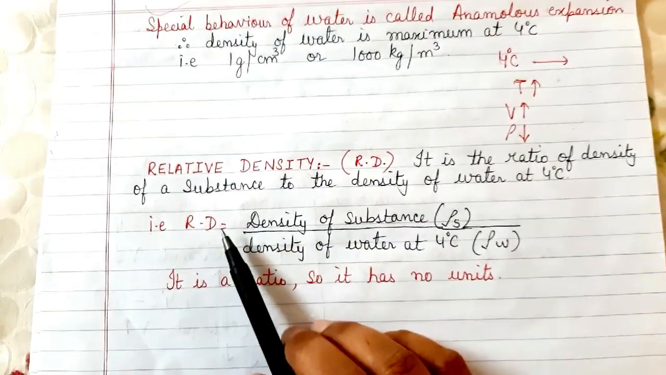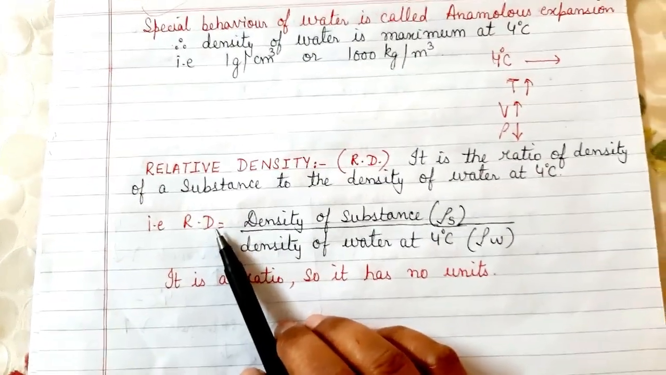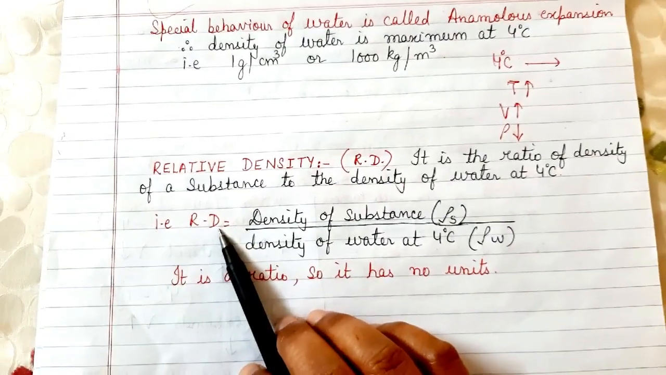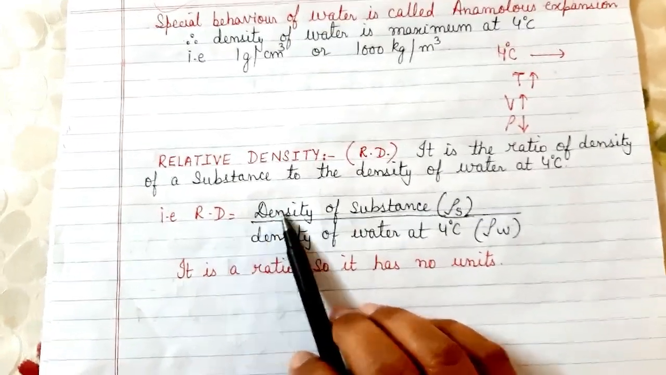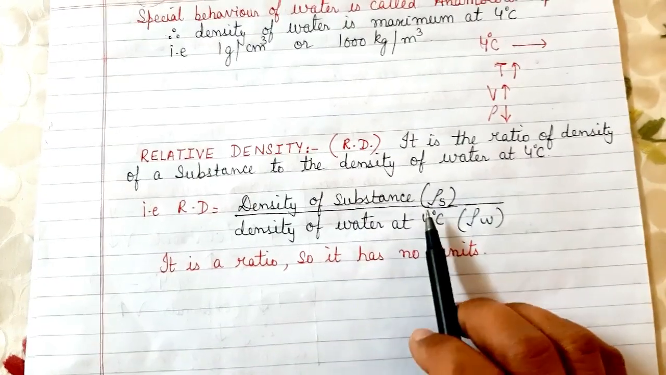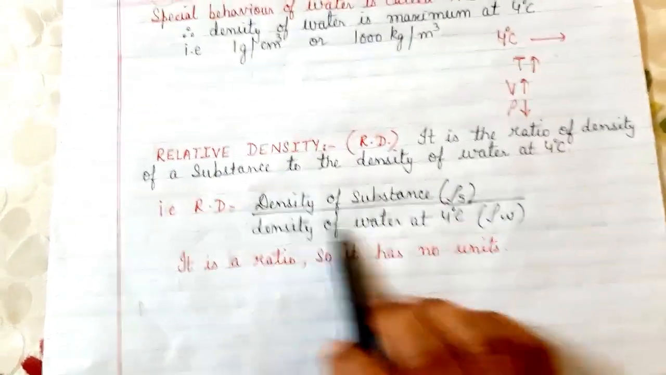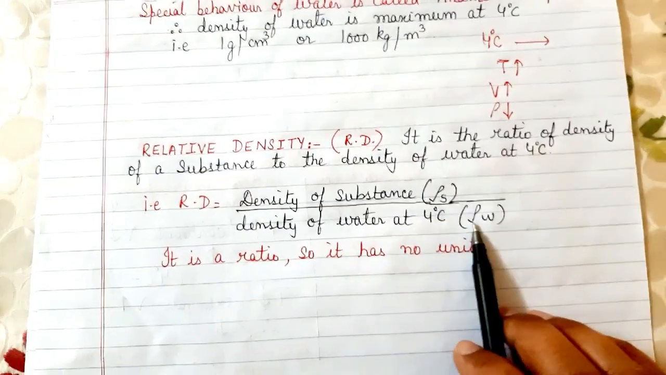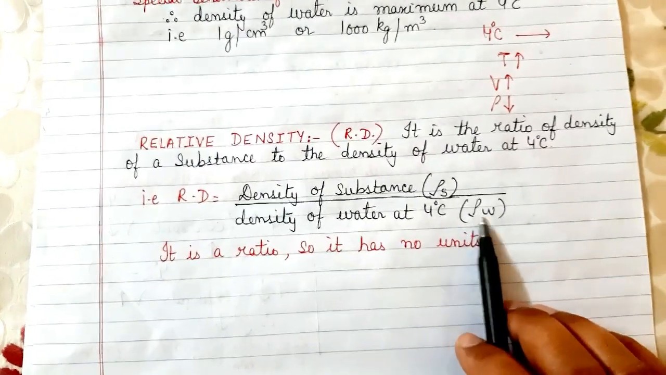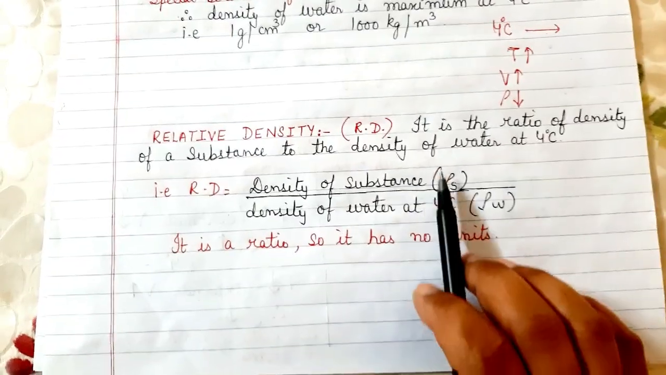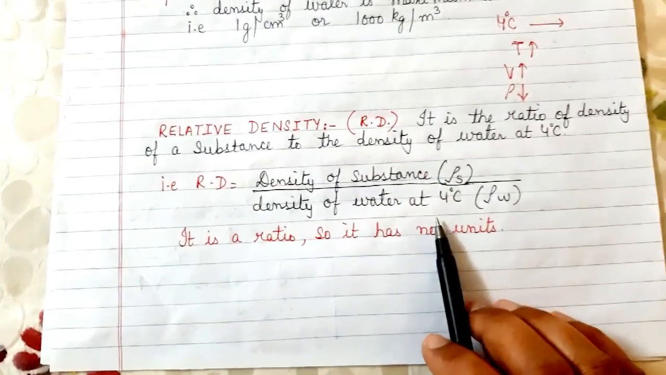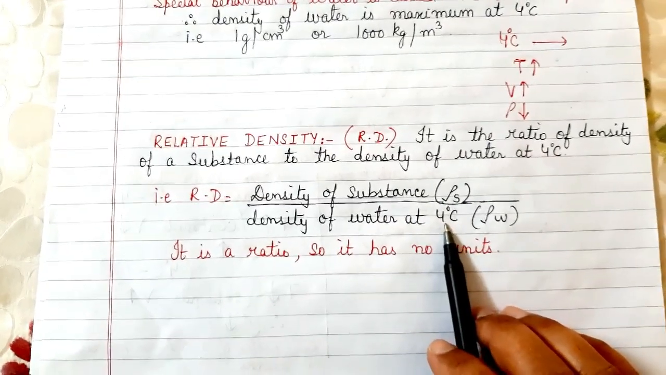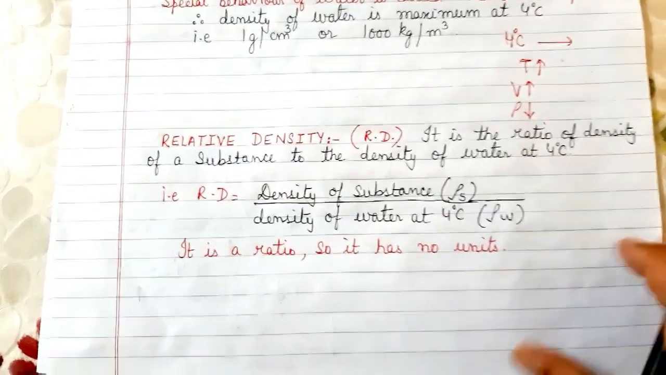So therefore, if you want to represent relative density, or you want to know the formula for relative density, then it is equal to the density of the substance, which is denoted by rho S, upon the density of water at 4 degrees Celsius, and that is denoted by rho W. And because it is a ratio, it has no units. This formula will be used to solve the numerical problems on relative density.